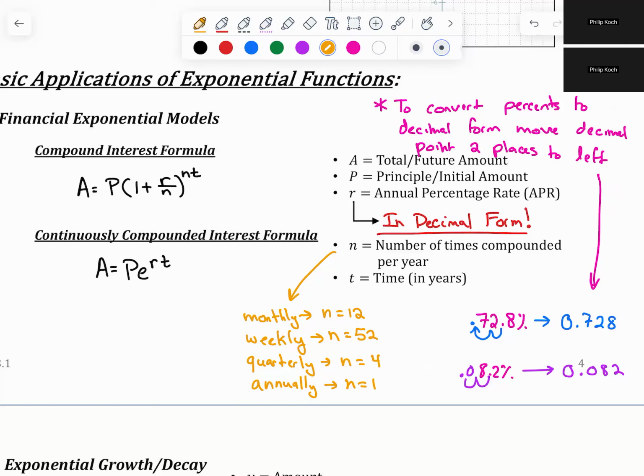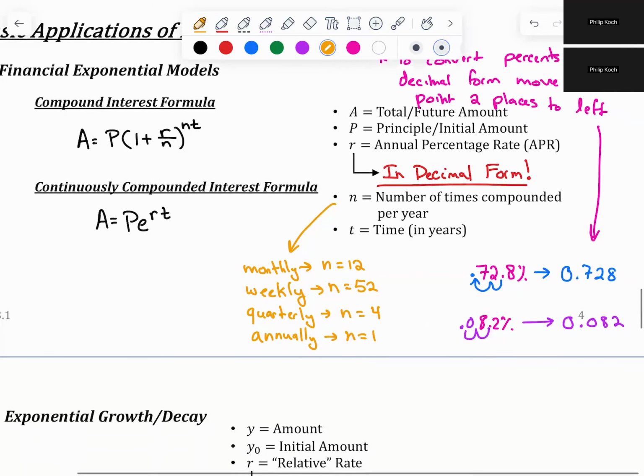But this is just if you were able to put it into an account for just once. But that's not usually how it works. But we'll get to that in a second. And then T is, of course, time. T is always time. Almost always T is used for time. And when it comes to compound interest, more like financial exponential models, it's always in years.